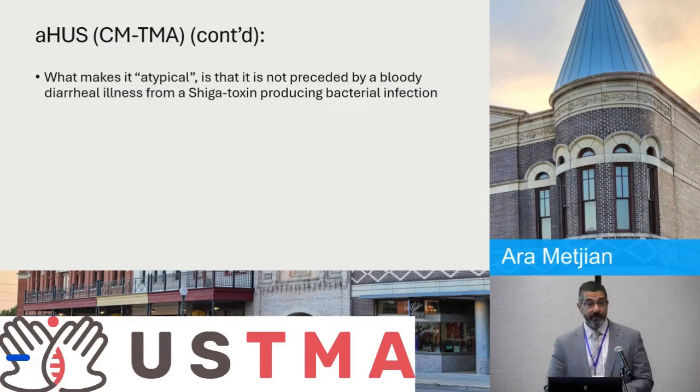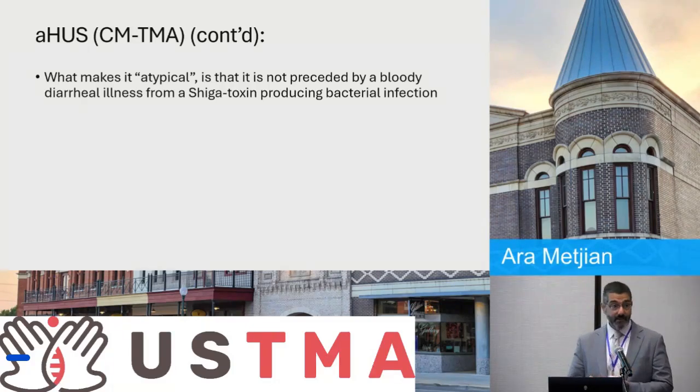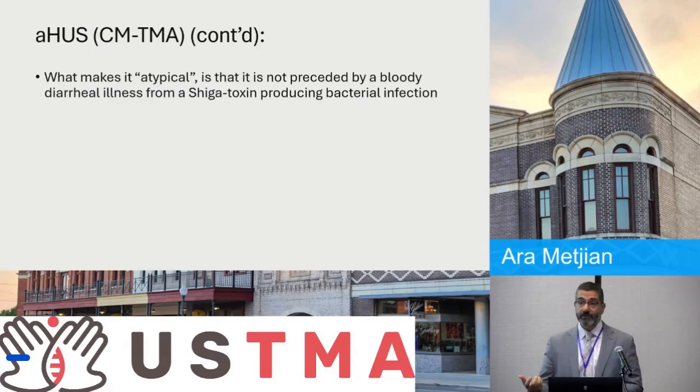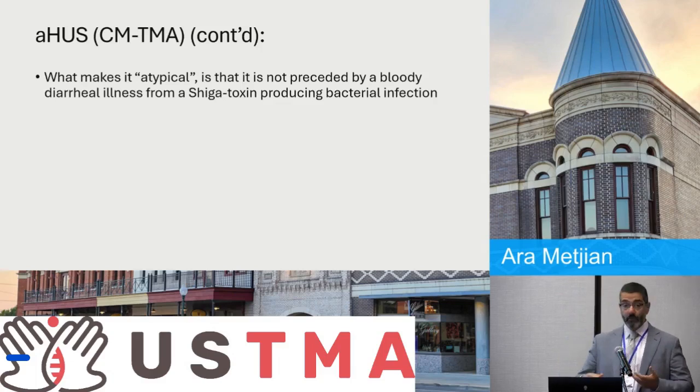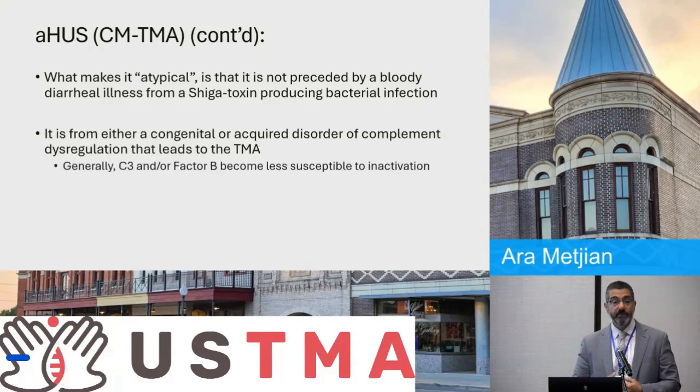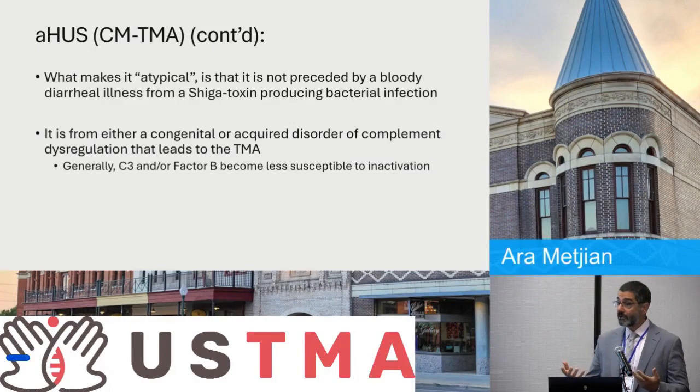And for decades before, that was lumped together with TTP. Then, of course, we found out that HUS is caused by a toxin from bacteria like E. coli or Shigella, and TTP is caused by a deficiency of ADAMTS13. What made it atypical was that these kids were presenting with what looked like HUS, but there was no history of a rotten steak or hamburger, and there was no bloody diarrhea. That was the atypical part, which we now find is because of this disorder, this dysregulation of complement.